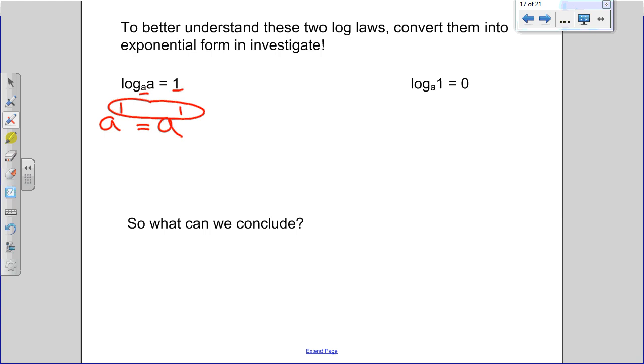So logs are something to the power of this will be that. If the base and the argument are the same thing, then the exponent's 1, because anything to the power of 1 is the same thing. That's why these guys equal each other.